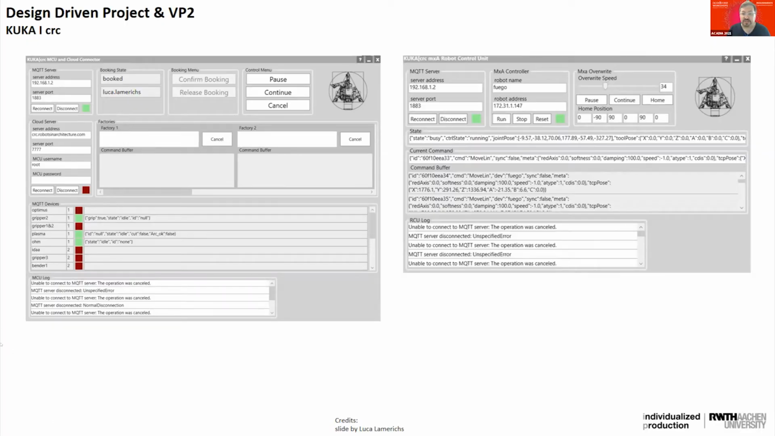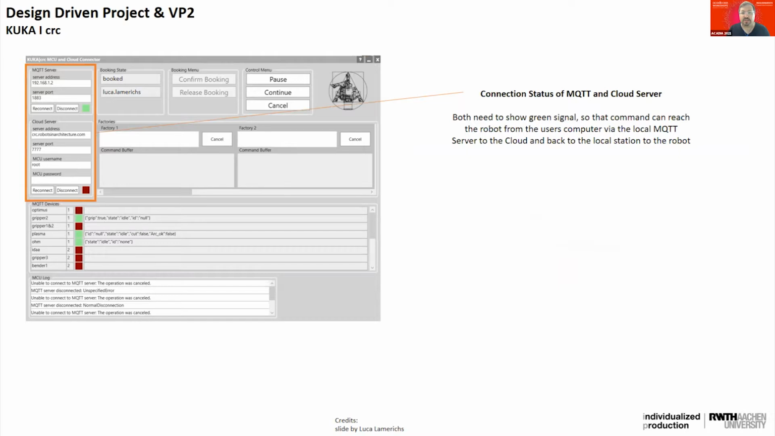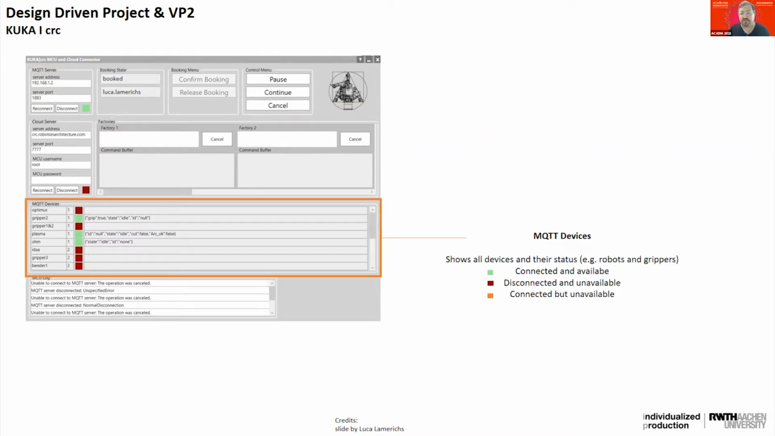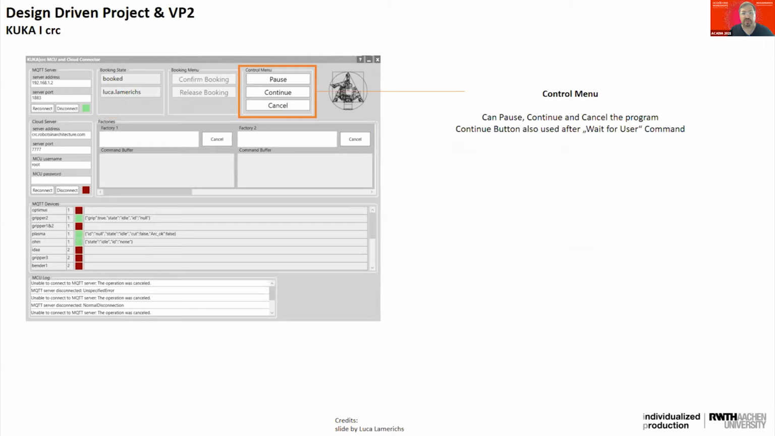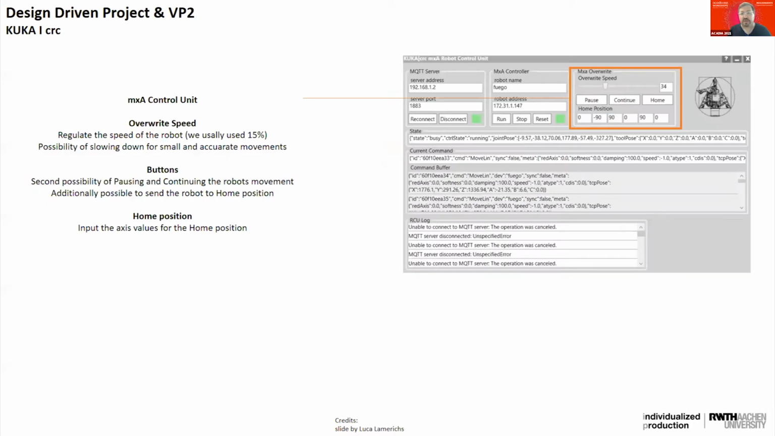Just to show you what CRC looks like from our side, we have these control units that let us understand what servers are connected, which devices are available. This is all the type of stuff that if you're running a lab and in the future integrate this kind of cloud remote control system, that you would have to control who's on a robot, how fast it's going, or reset it.